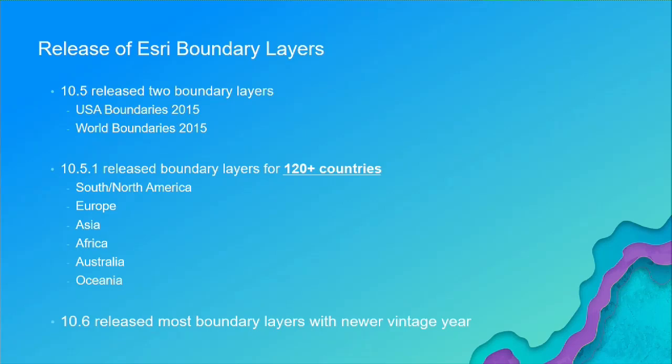So, if some of you have a 10.5 enterprise portal, we released two boundary layers, USA boundaries and world boundaries. In 10.5.1, we released a huge number of countries, 120 countries. So as an enterprise user, you can download either by continent or individual country for your work. At 10.6, most boundary layers are released with a new vintage year.